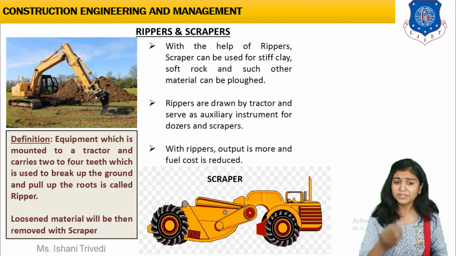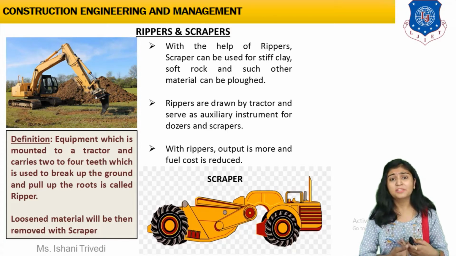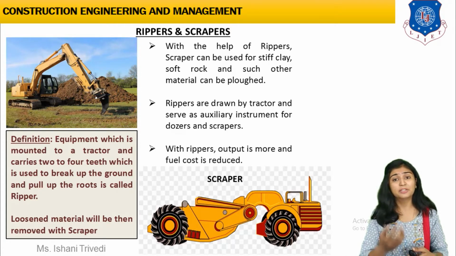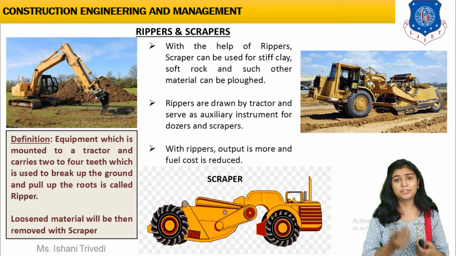But with the rippers, the output is going to be more and the fuel cost will be reduced. Why does this happen? Because with the help of rippers, you will be able to break off the soil very easily as compared to any other type of excavator, right?